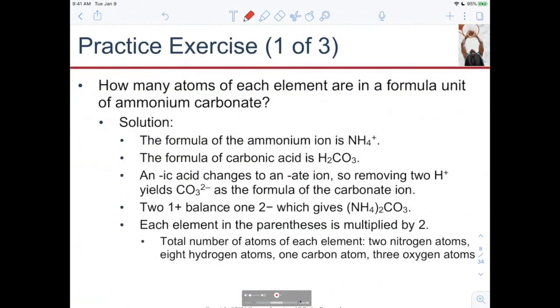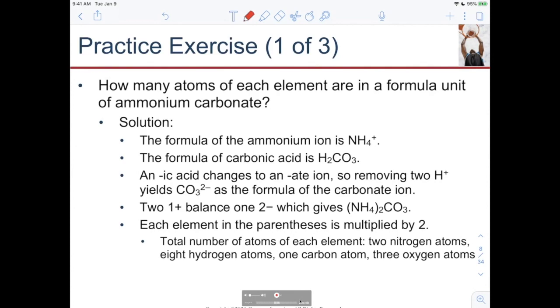So we're being asked, how many atoms of each element are in the formula unit? Formula unit is a general way of talking about or describing the formula for an ionic compound. You have formula unit, and you have molecular formula for molecular compounds or covalent compounds. So be aware of that.